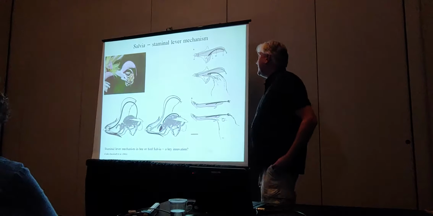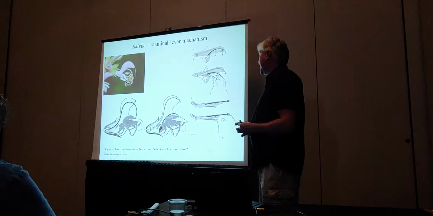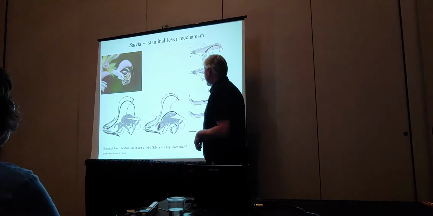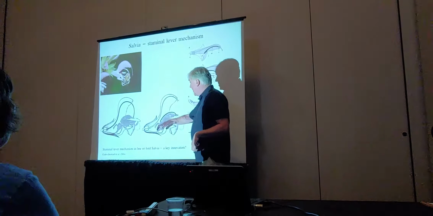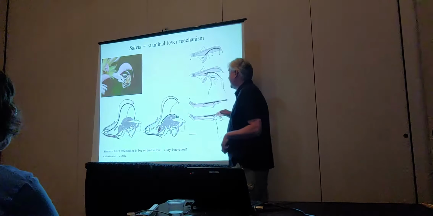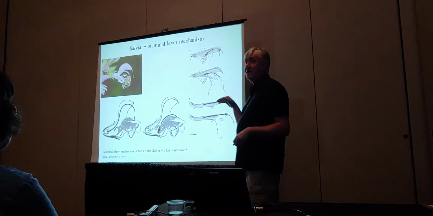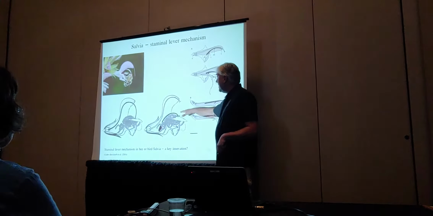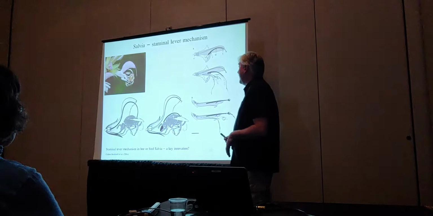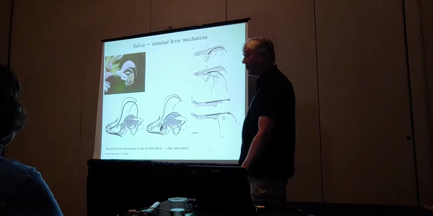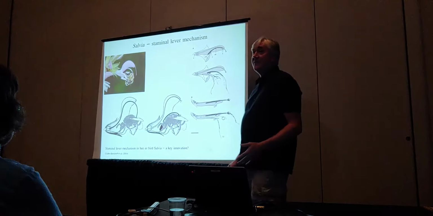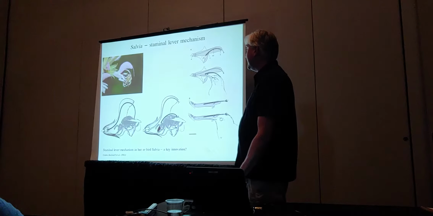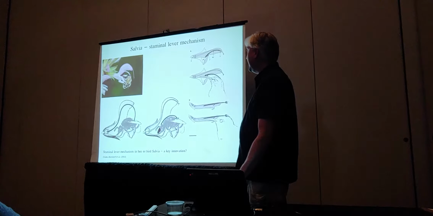So traditionally what's defined Salvia is this staminal lever mechanism. This is basically a situation where you have a pair of thecae that block access to the corolla tube, and an insect or a bird has to push against that theca in the corolla tube in order to access nectar. In so doing, it deposits pollen on its body somewhere, and then transports that pollen to another plant. That's believed to promote outcrossing and to be a key innovation within the genus Salvia, and that's traditionally defined the genus.